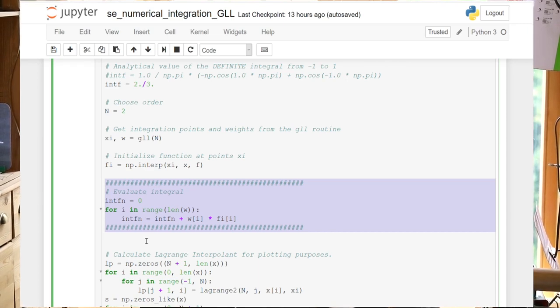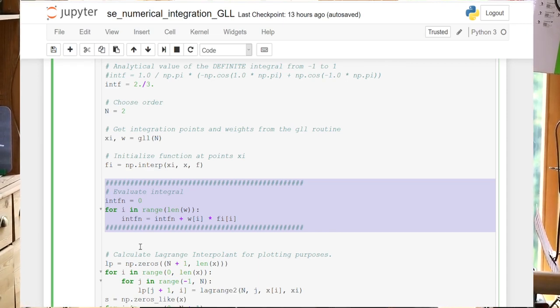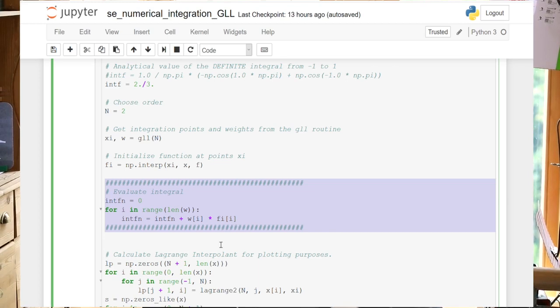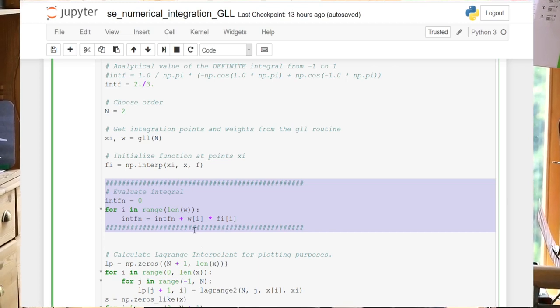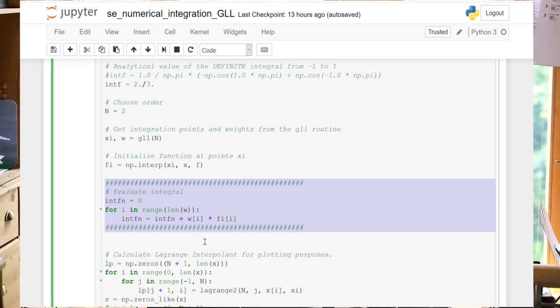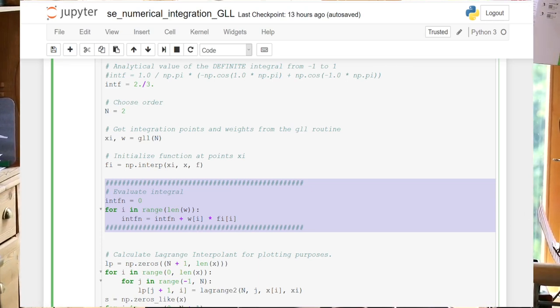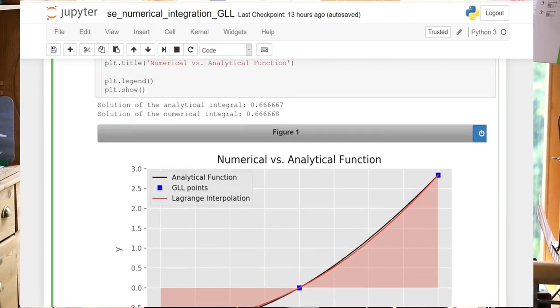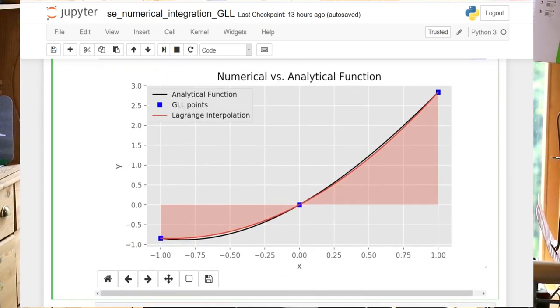Now, the core of the scheme is, of course, very simple. The numerical solution of the integral is simply calculated in this loop. We just multiply the function values fi at the collocation points i with the appropriate weight w, and that produces the numerical solution of the integral. So now let's see how this works.